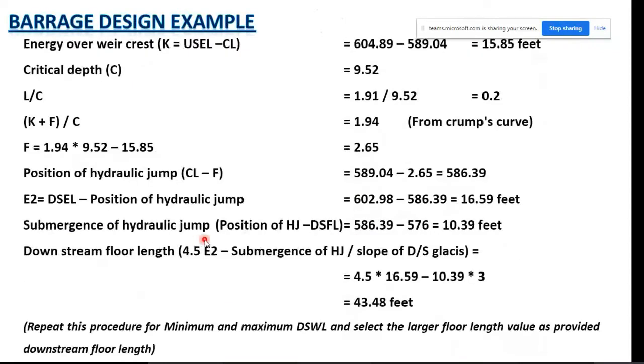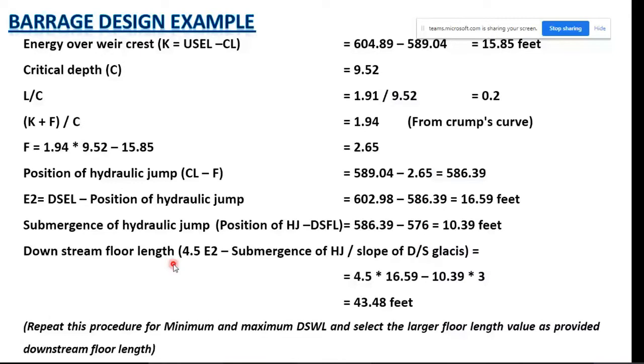Submergence of the hydraulic jump, the height of the position of the hydraulic jump with respect to the downstream flow level, is termed as submergence. It should be a positive value. It's a check on our provided downstream flow level. If it's a positive value, it's okay. If it comes out negative, we have to revise our downstream flow level. Say, for example, this value was minus 2 feet. Then we will change our downstream flow level to 574. Remember, at this step, there is no need to go back to the previous step. If there is some change in downstream flow level, make the change here and move forward.